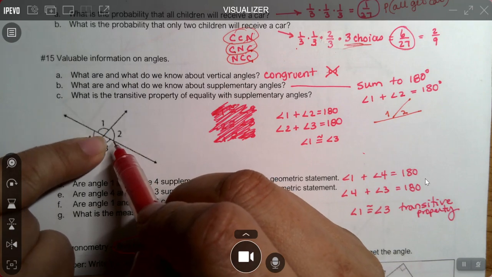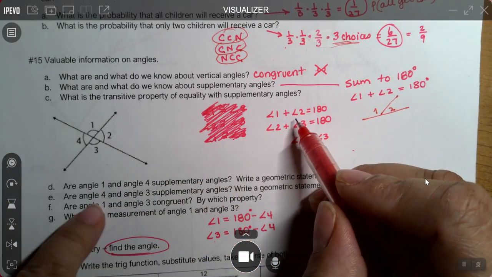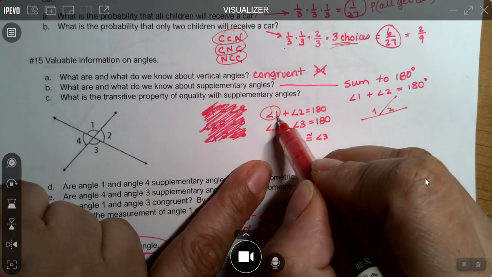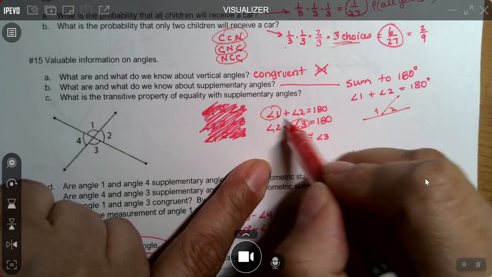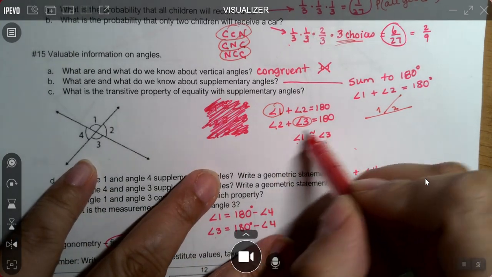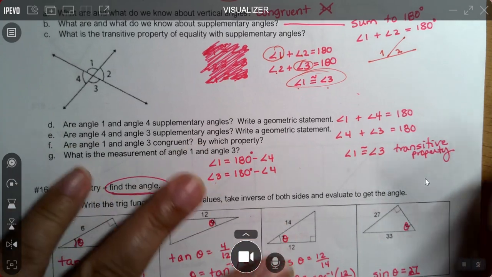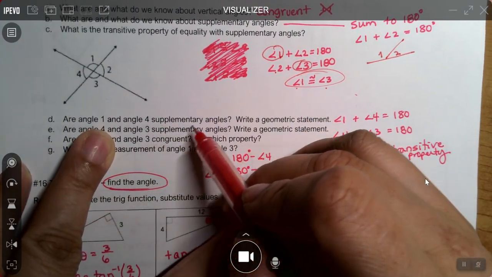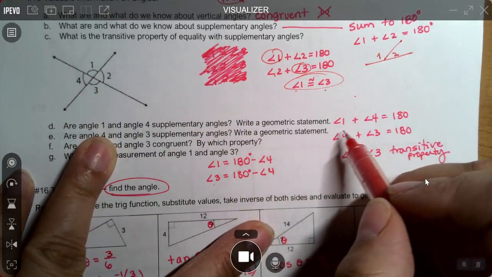And if that's the case, look at it this way. Angle 2 plus angle 1 is 180. Angle 2 plus angle 3 is 180. So therefore, that means that angle 1 has to be equal to angle 3. And this is the transitive property with the supplementary angles. So are angle 1 and 4 supplementary? Yes, they are. Write a statement.